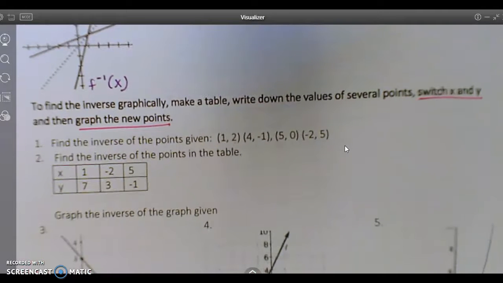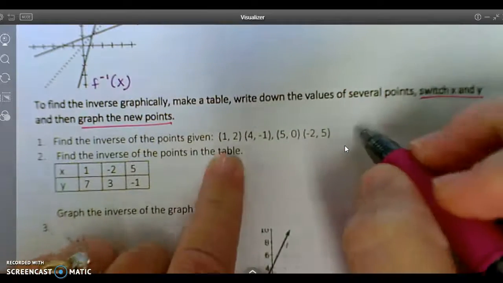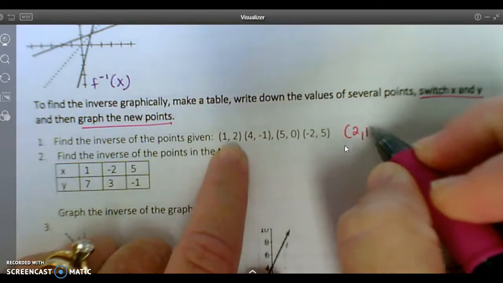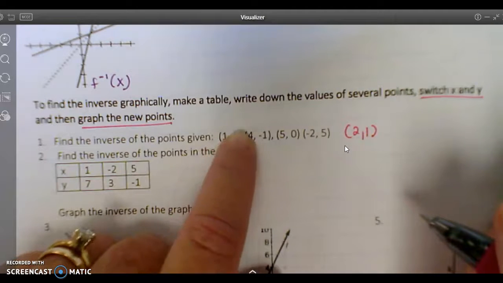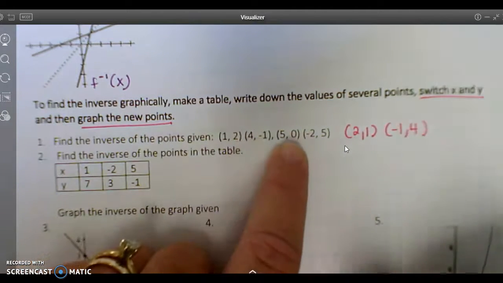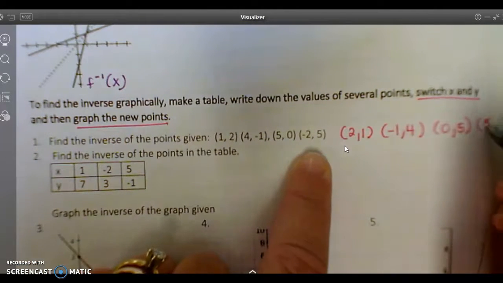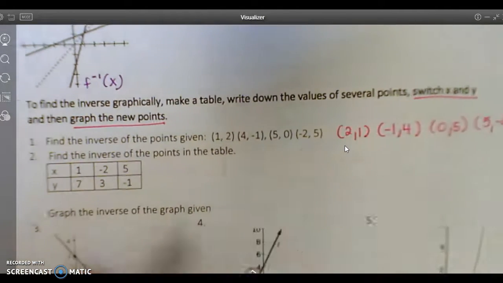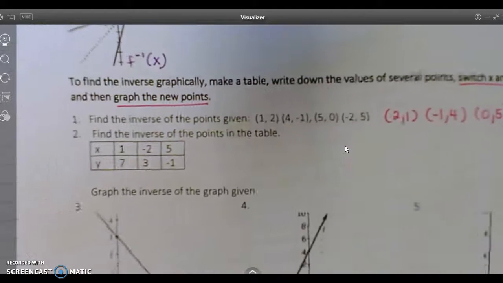But if it's just points, all you're going to do is switch them. Okay? So on this first problem here, find the inverse of these, all you do is you switch it. 2, 1. Instead of x, it's y. Instead of y, it's x. So you just switch them. -1, 4. 0, 5. And 5, -2. So when you have a list of points, you just switch them.